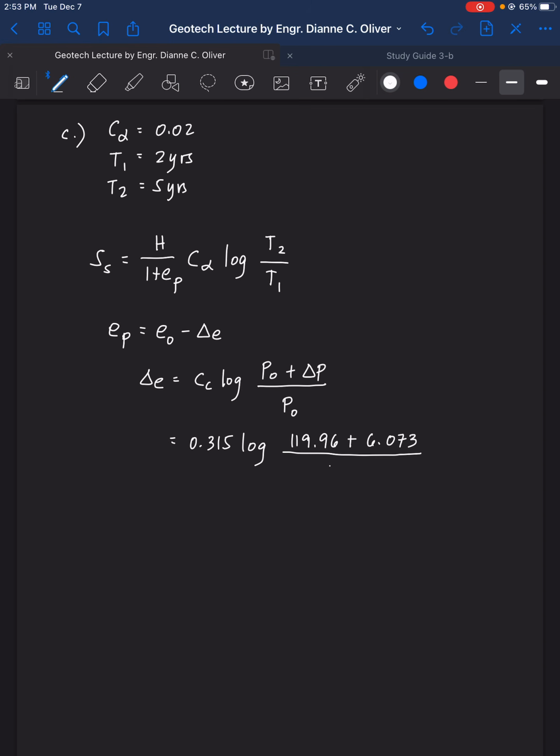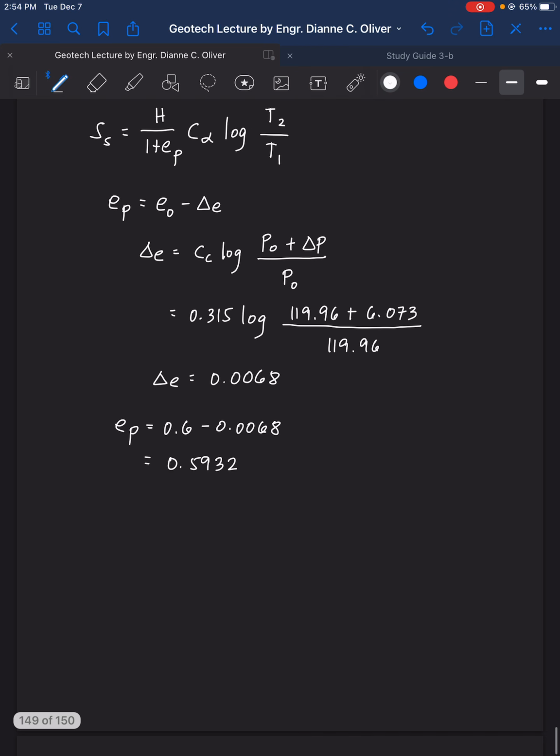All over 119.96. So our delta e is equal to 0.0068. So we substitute it to our e sub p, that is equal to 0.6 minus 0.0068. So e sub p is equal to 0.5932.